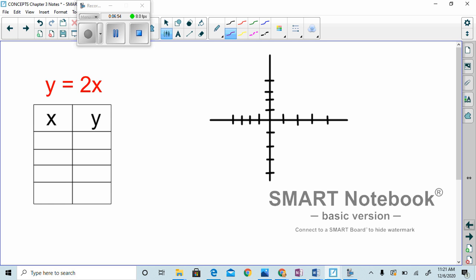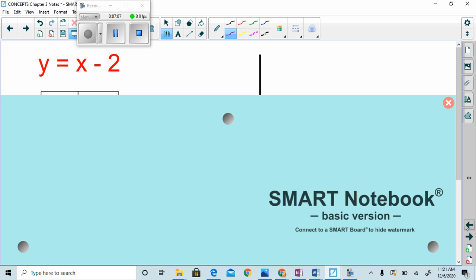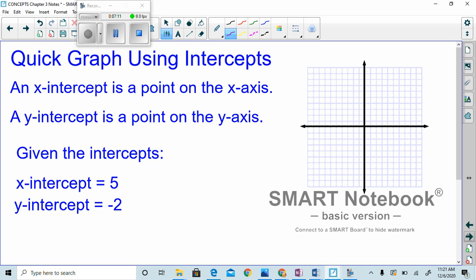The second thing we want to just briefly discuss today is the fact that we have other ways to graph a linear equation. We could always set up a table of values, but we find out that that can be a little tedious. We've got to do a lot of work to get there. So there are 2 other methods, and they're called quick graphs. The first quick graph method is by using intercepts.